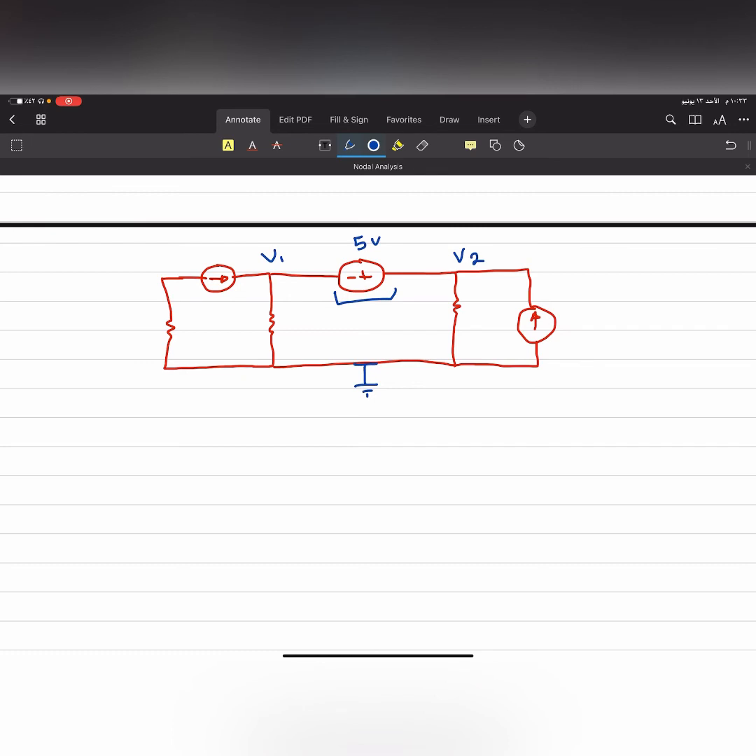So a supernode, by definition, is when you have a voltage source between two non-reference nodes. That's why I have explained the reference node and non-reference node. So if you have a voltage source like this one here between two non-reference nodes, this one is non-reference, this one is non-reference, this one is reference. So if I have a voltage source here, this voltage source will be between a reference node and non-reference node.